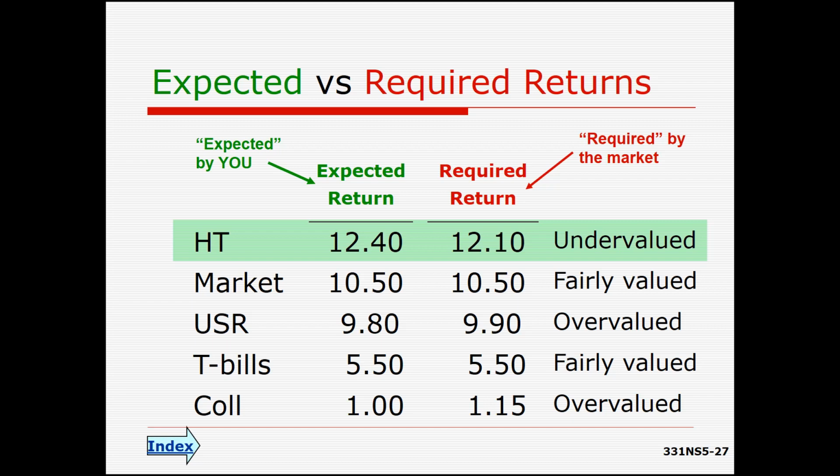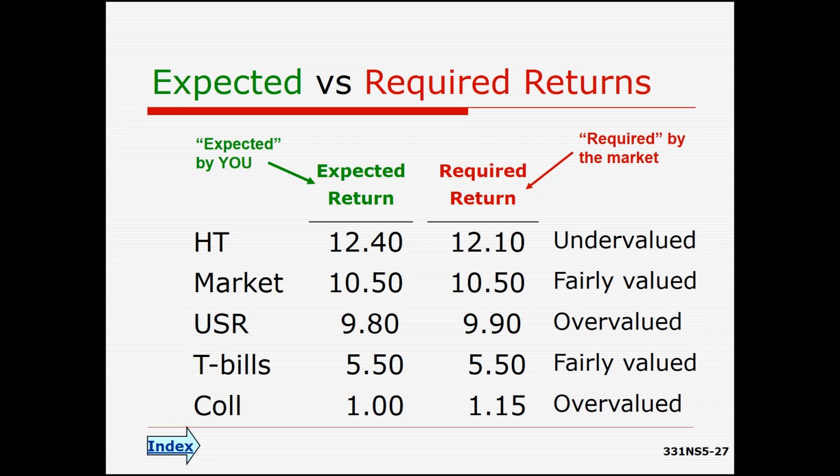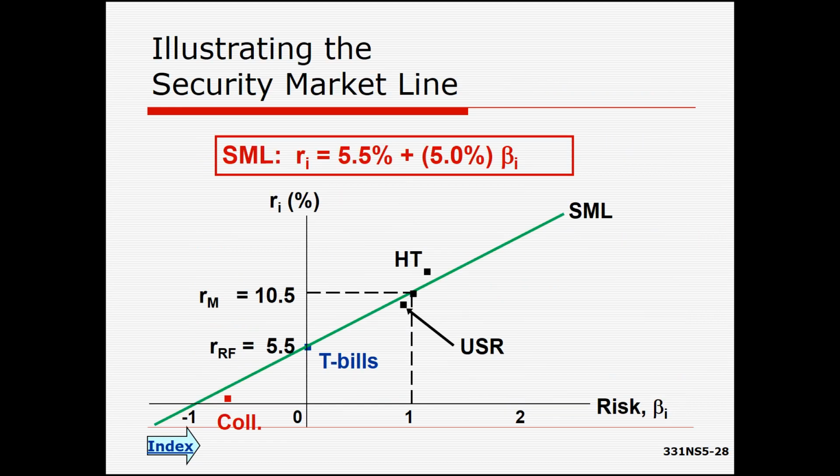High-tech appears to be undervalued, since we think it's going to return 12.4%, but it's priced to return 12.1%. Conversely, collections and U.S. rubber appear to be overpriced. If we feel good about our expectations, we would buy high-tech and sell or short collections. Plotting these values on the security market line, we see that high-tech plots above the line since it's expected to return more than required. U.S. rubber and collections plot below the line. So what will happen? Price pressure from trading will force high-tech down and collections and U.S. rubber up, because they all should plot on the line.